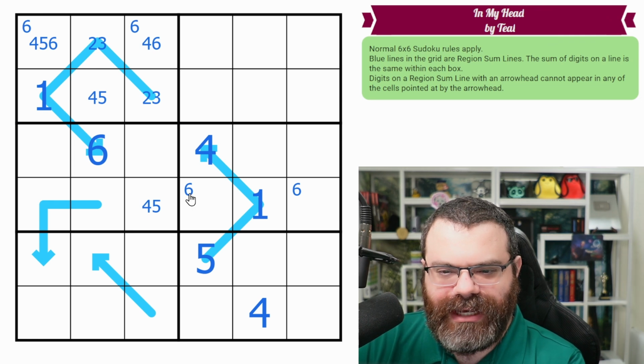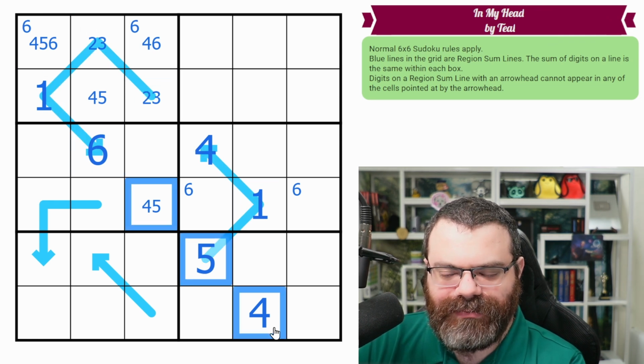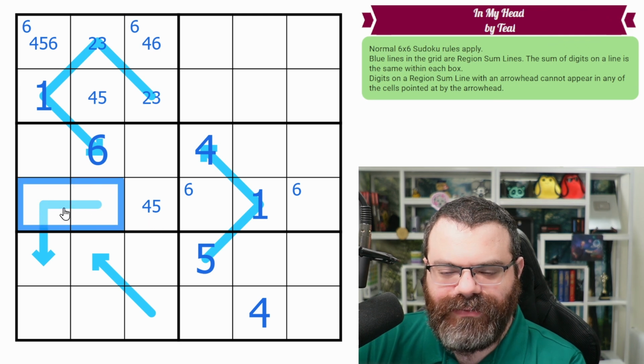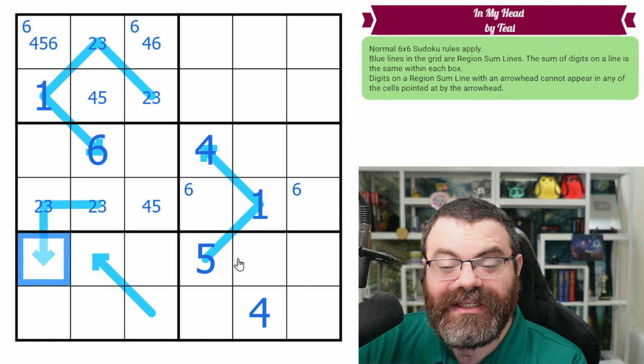All right, so what's next? We got what this points at. We got what this points at. I'm just double checking. Okay, so this line here doesn't have a 1 on it. So the minimum it could be is 2, 3. 2 plus 3 is 5, but this can't be a 5.